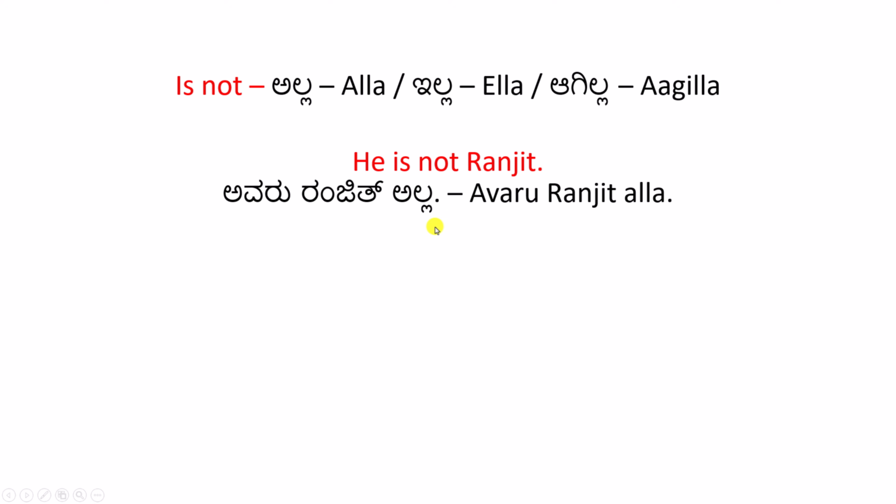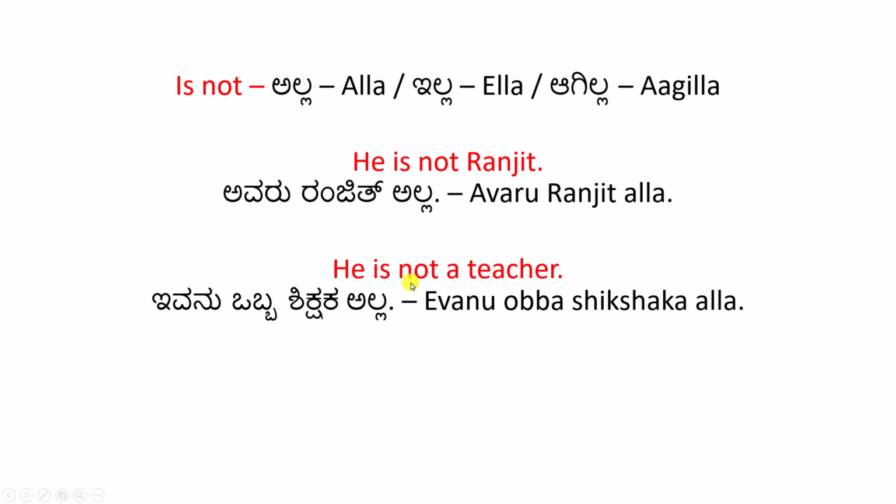Okay? Next, he is not a teacher. Ivanu obba shikshaka alla. Here we have selected ivanu for he. Obba is a, shikshaka is teacher, and alla is not. Alright?